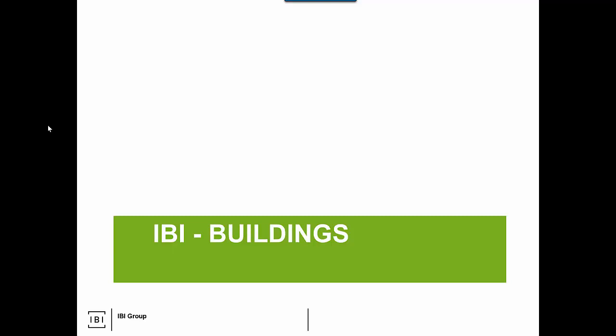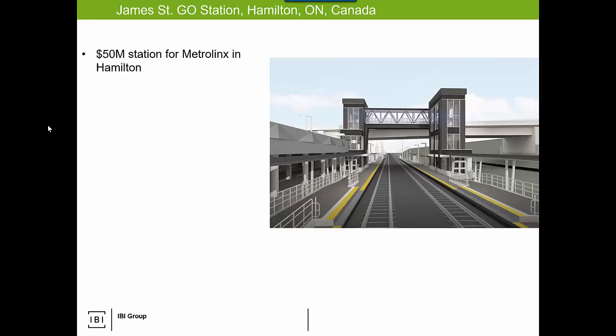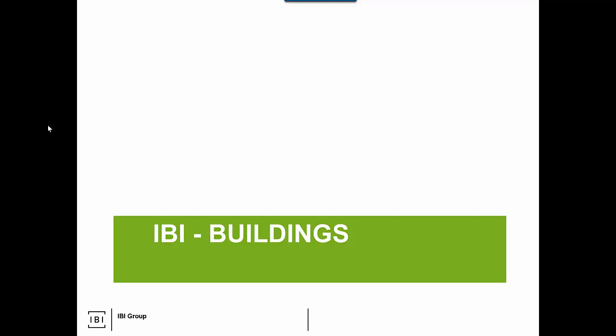So we'll start with the case studies. IBI stands for Intelligence Buildings and Infrastructure. The buildings are obviously vertical infrastructure, and the infrastructure piece is our linear, and that's what we'll divide for. So a couple of examples from the world of IBI.